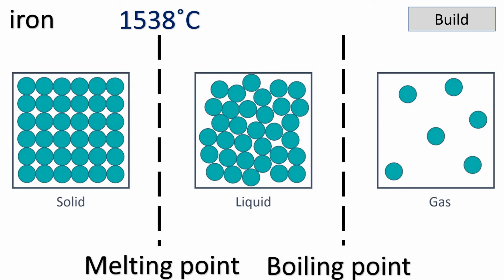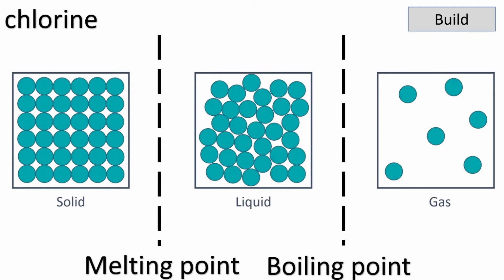1538 degrees Celsius. And then again, if it was going to have enough energy to become a gas, you would need 2863 degrees Celsius. So you can tell there, those bonds or the attractive forces between the iron particles are much, much, much stronger than the attractive forces between the water molecules. And that's why it has higher melting points and higher boiling points.